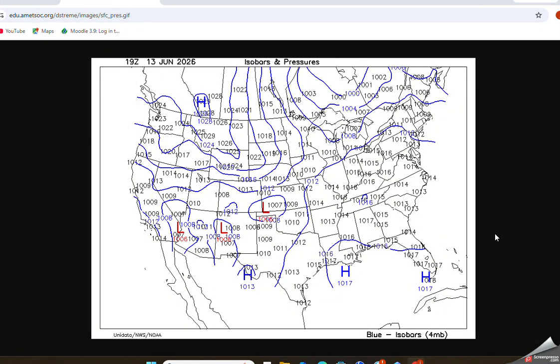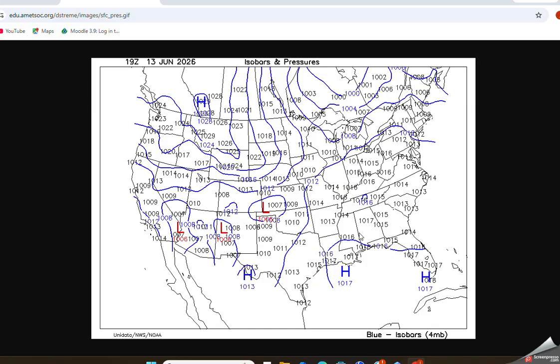Okay, I wanted to give you a little bit of help with your labs. Since I can't be there in person, we're going to try to do this by visualizations on some current weather. This is an actual surface chart from today at 19Z, which would be 3 p.m. Eastern Daylight Time. So if this is today, then what are we looking at here?